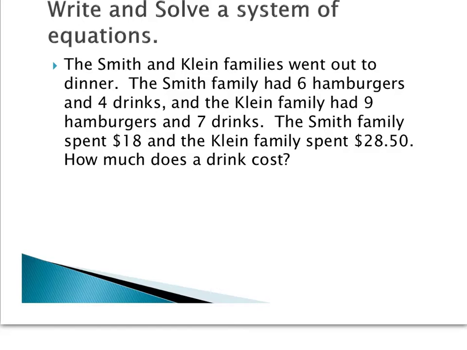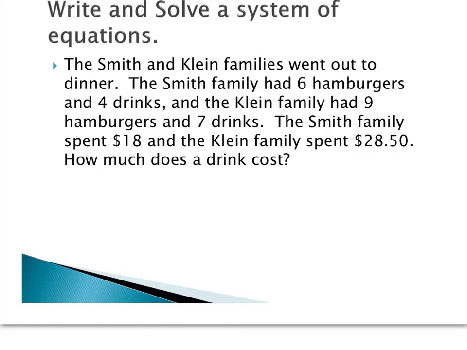Now, the problem reads, the Smith and Klein families went out to dinner. The Smith family had 6 hamburgers and 4 drinks, and the Klein family had 9 hamburgers and 7 drinks. The Smith family spent $18 and the Klein family spent $28.50. How much does a drink cost? And we're assuming this is like before tax and tips, so they're easier numbers to work with. They don't have to take too much into account.